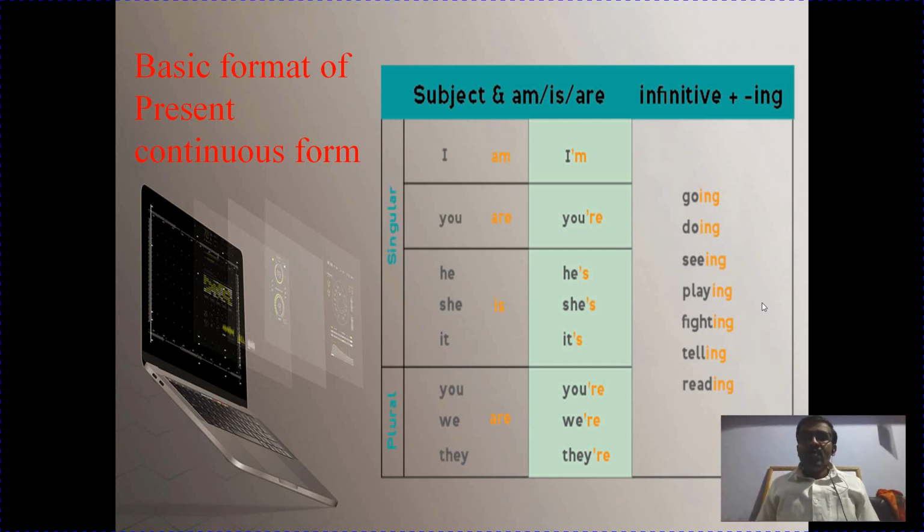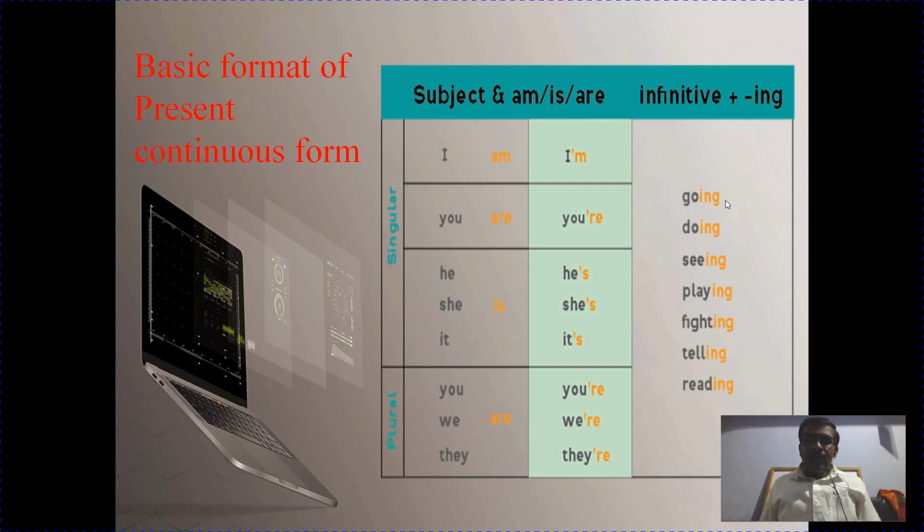The format is subject plus am, is, or are, plus verb plus ing. Here I is the subject, am is the helping verb, and go is the verb, plus ing. So: I am going, you are doing, you are going, you are writing.